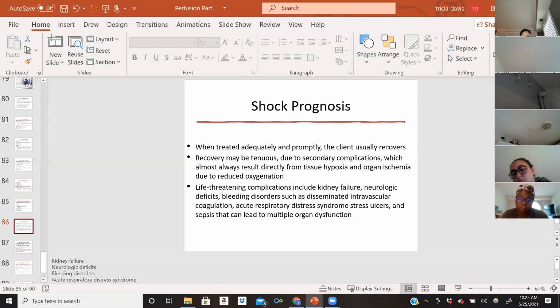Life-threatening complications, we talked about them. That's going to be your kidney failure, neurologic deficits, bleeding disorders. So you can have something called disseminated intravascular coagulation, where you just start throwing clots everywhere throughout your entire body. That usually does not have a good outcome. Acute respiratory distress syndrome, sepsis, we know can lead to multiple organ dysfunction.